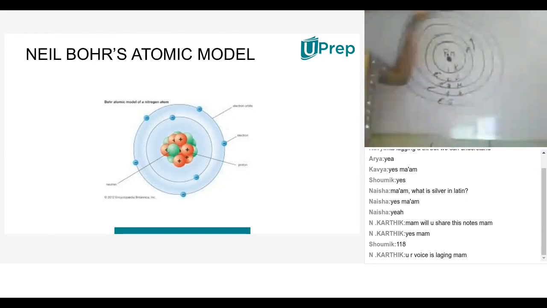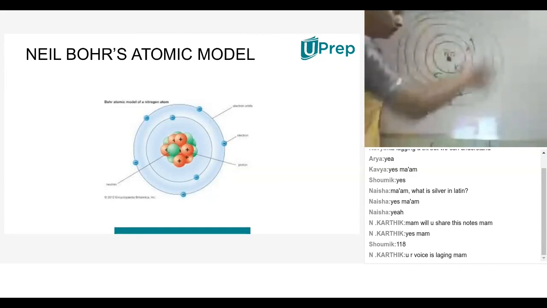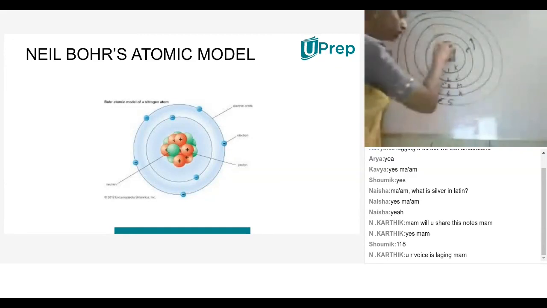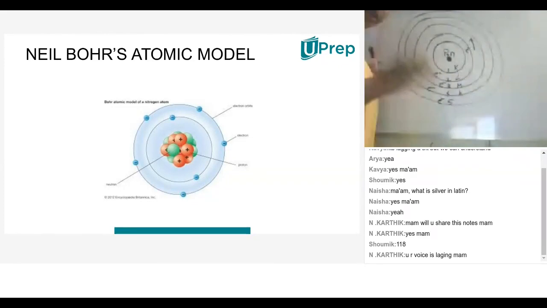So this is the general structure for any kind of atom. Okay, so what is the general structure? We can say the nucleus will be present at the center, and shells will be present around the nucleus. The nucleus consists of protons and neutrons, and electrons will revolve in a definite path, in definite shells, definite levels. They won't jump from one level to the other level.